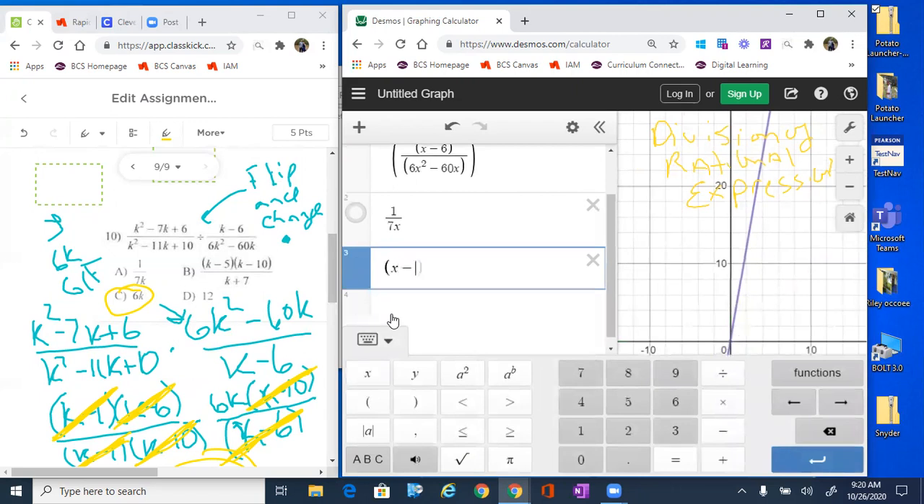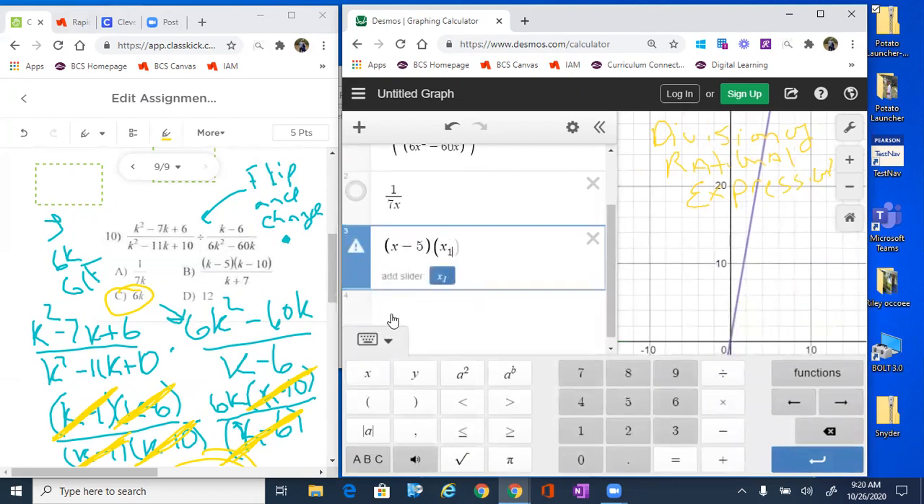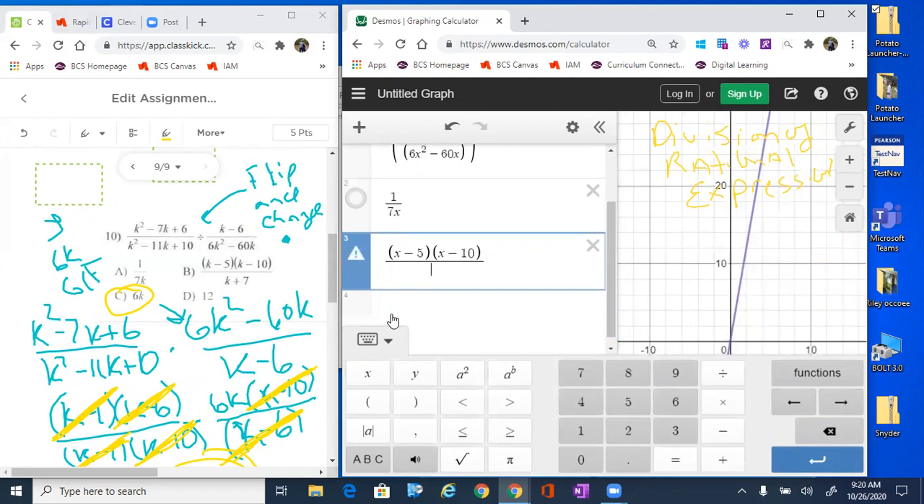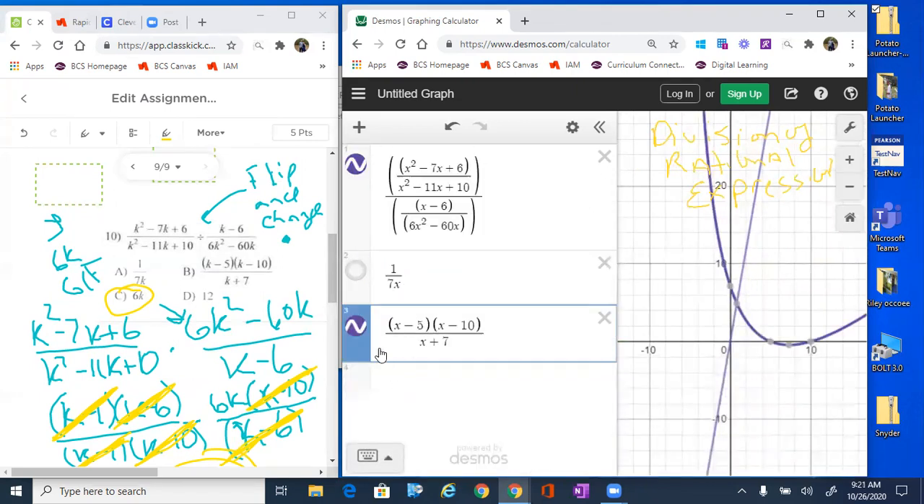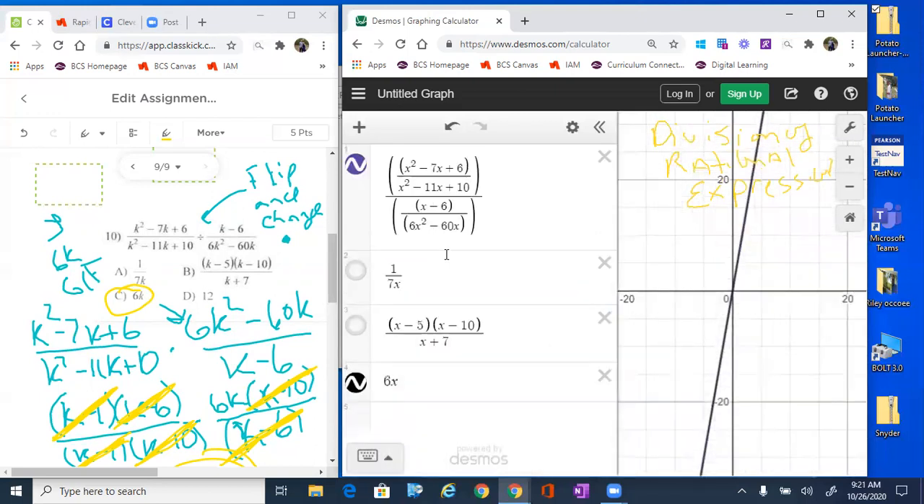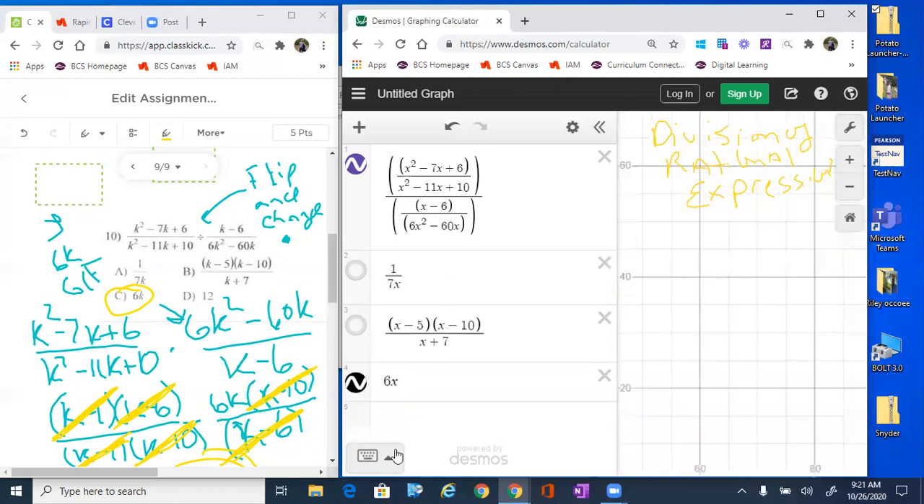x minus 5, x minus 10, divided by x plus 7. Okay, that doesn't line up. And then I can go to the last one and just verify it there. 6x. Let's type in 6x. 6x, daggone, it lines up perfectly. So that tells me and verifies that 6x is the answer to this.